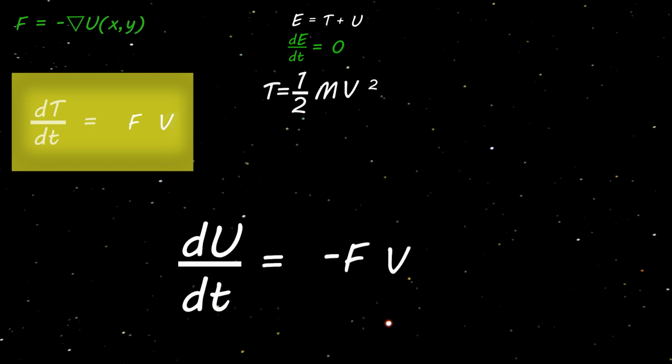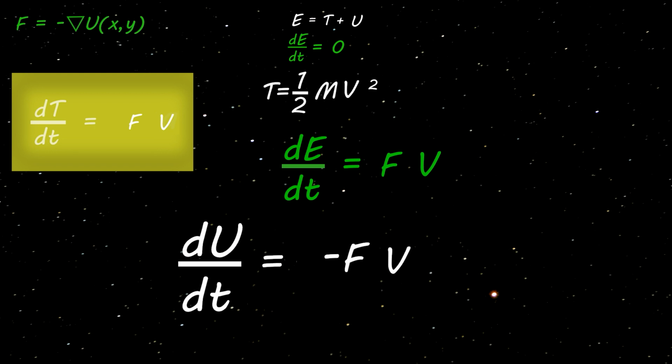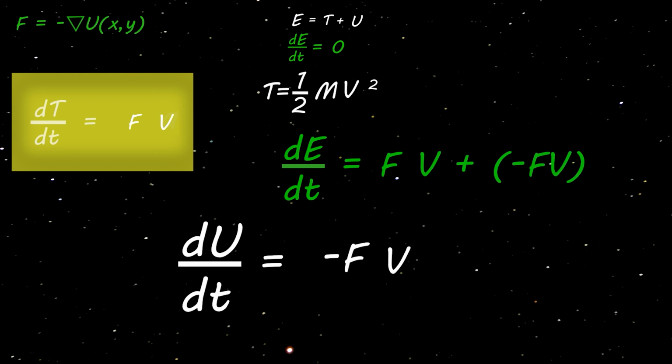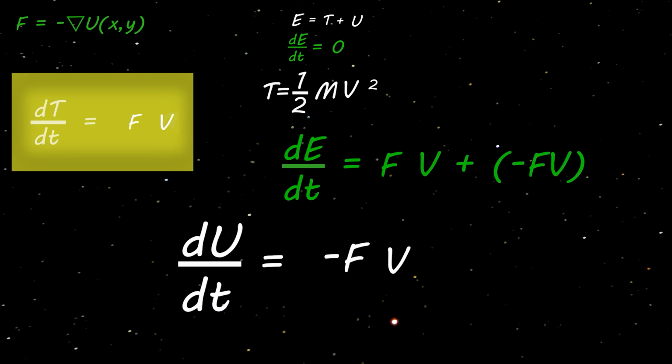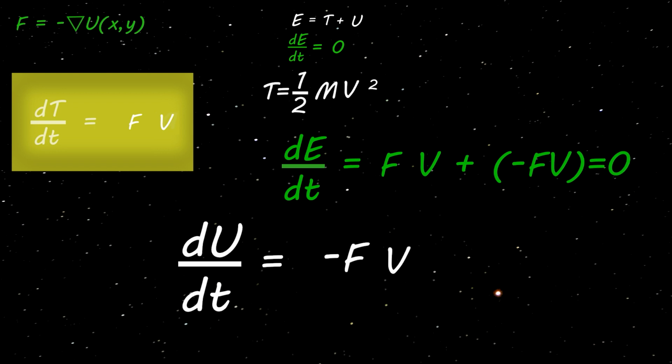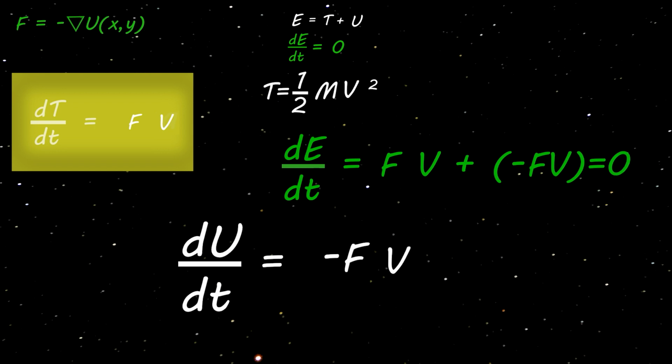Now then, the total energy changes with time because the kinetic energy changes with time, plus the potential energy changes with time. Adding these two quantities together gives you 0, and therefore the change in total energy with respect to time is 0, and energy is conserved.